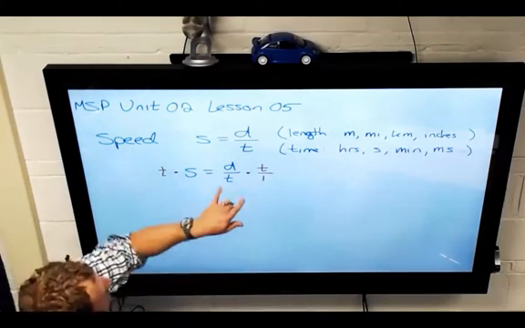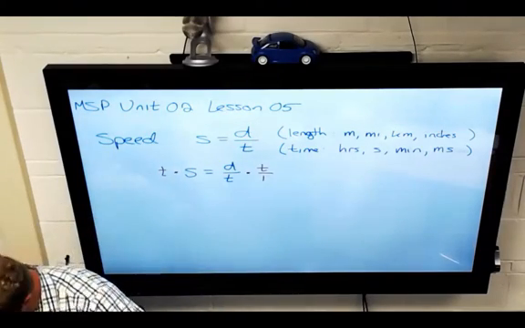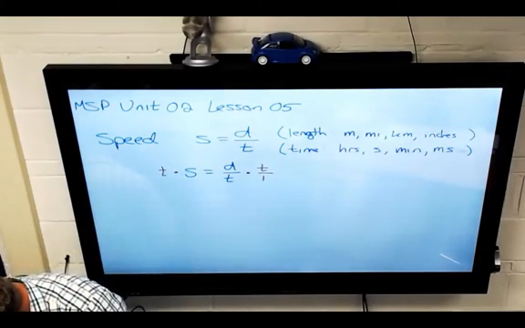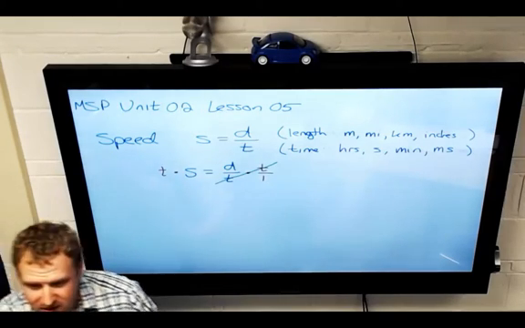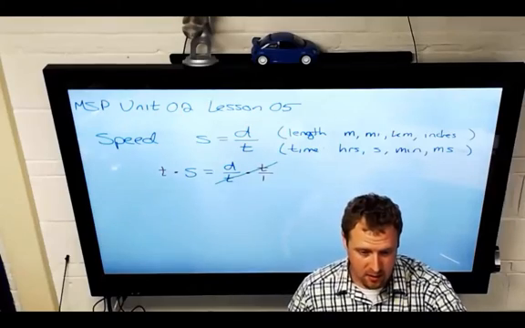What happens over here? What happens to those T's? They cancel out. They cancel because I have 1 in the numerator and 1 in the denominator. Okay, it's called cross simplification.